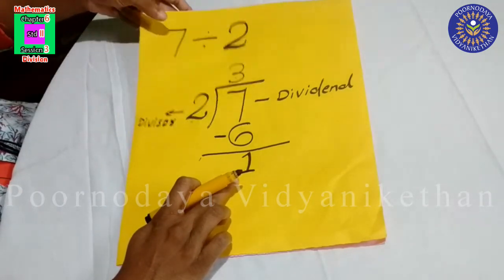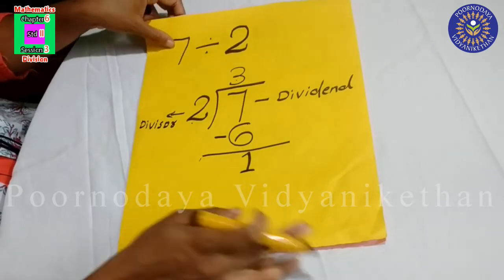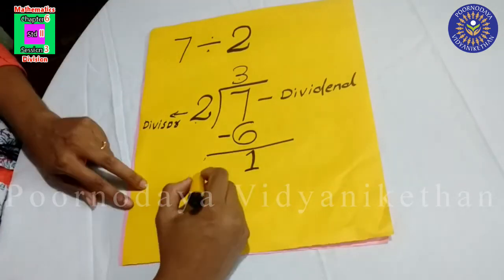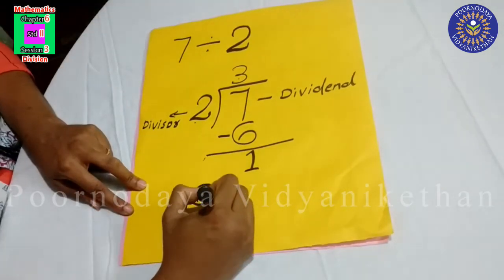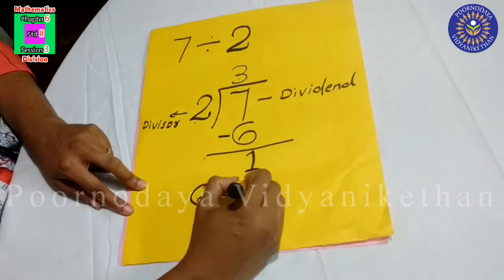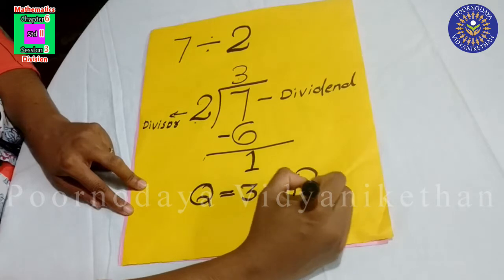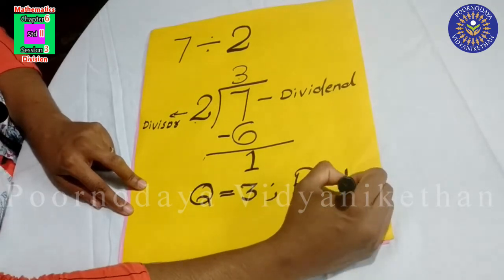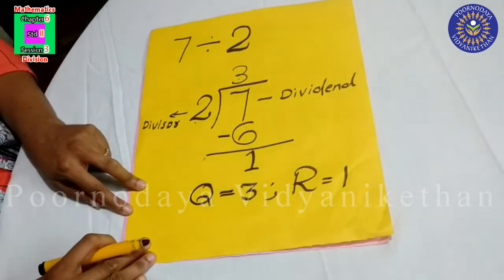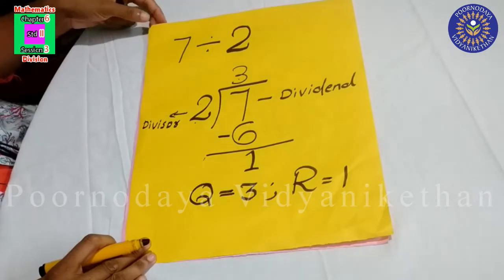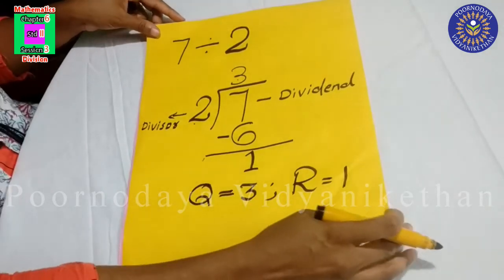Did you understand? Like this we can divide. Here the quotient is equal to 3 and the remainder is equal to 1. Did you understand? Yes. One more example.